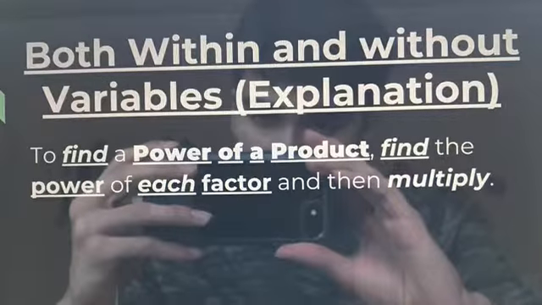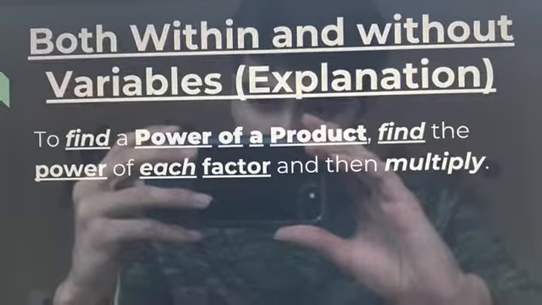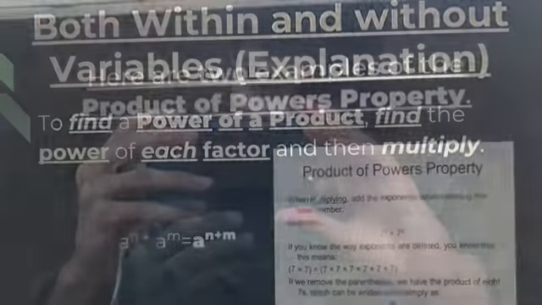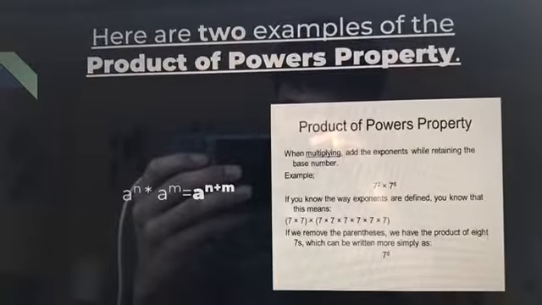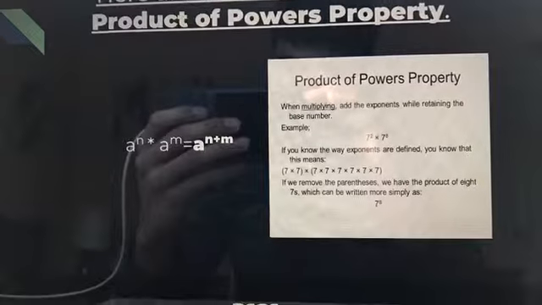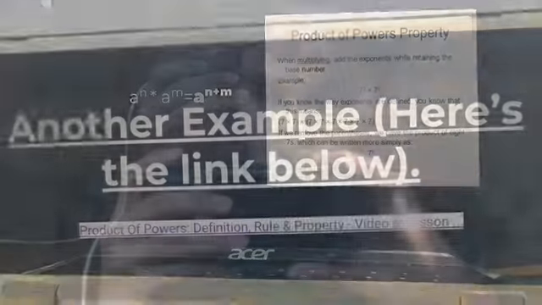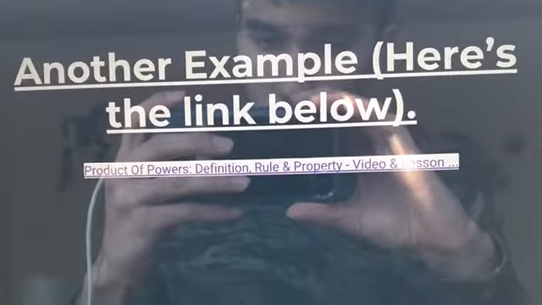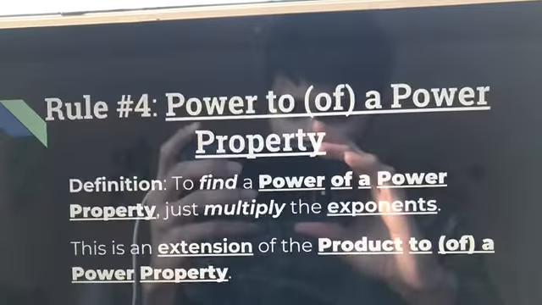To find the power of a product, find the power of each factor, then multiply. Here are the 2 examples of the product of powers property, with one on the left and one on the right. Another example, here's the link below. Going down to 4 rules left.